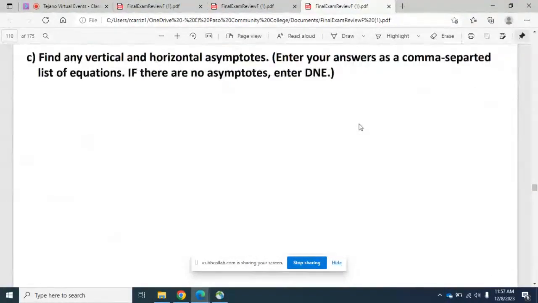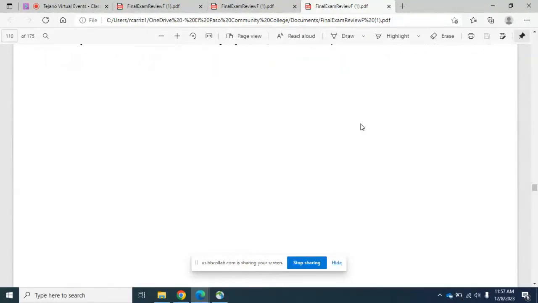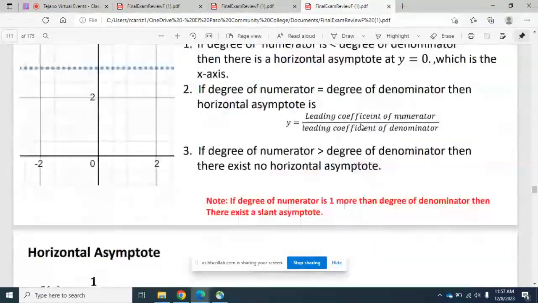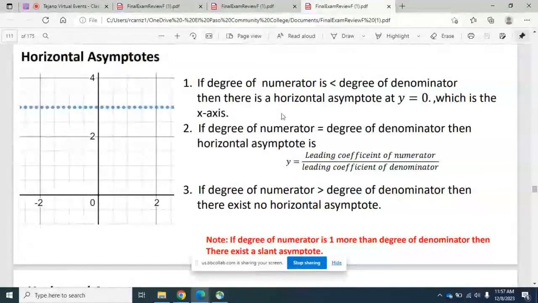Okay. And for our horizontal asymptote, I've got 3 more minutes. What we have to do is we have to look at these cases. Okay. If the degree of the numerator is smaller than the degree of the denominator, we'll always have a horizontal asymptote at y equals 0. If the degree of our denominator is equal to the degree of our numerator, then we have a ratio for our asymptote. And if the degree of the numerator is bigger than the degree of the denominator, we have no horizontal asymptote, but that means that we'll have a slant asymptote.